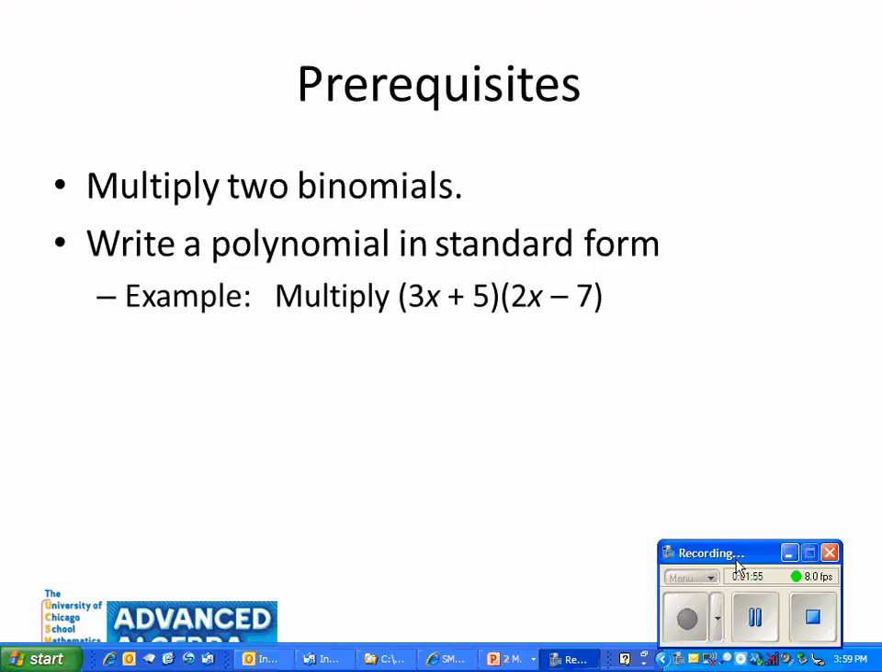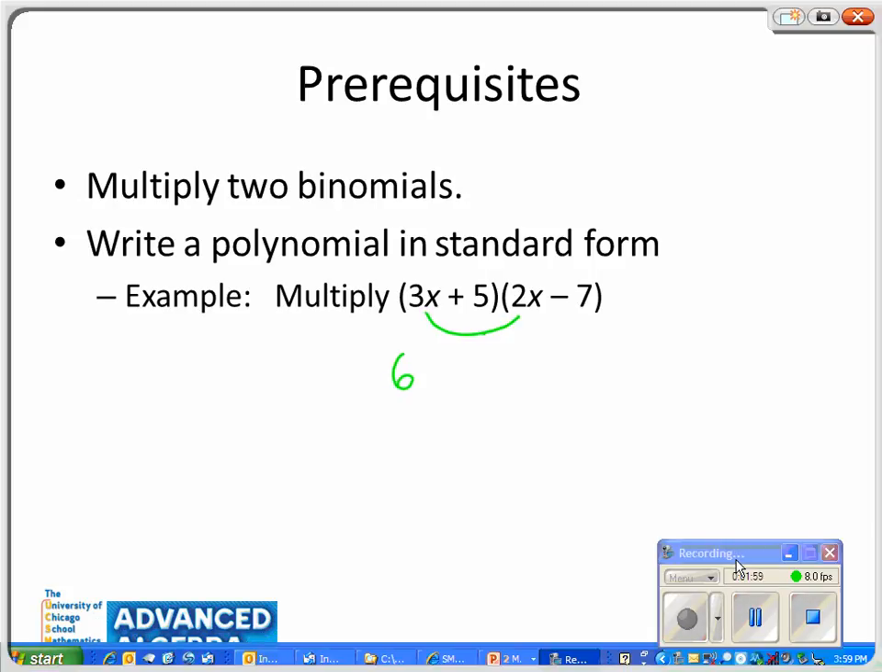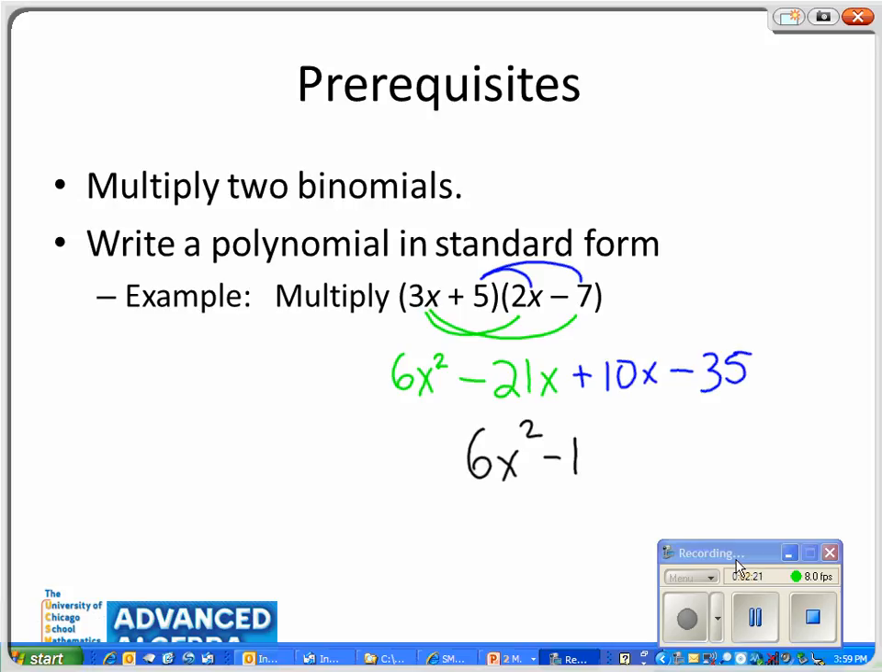You multiply each term by each other term. 3x times 2x is 6x squared. 3x times negative 7, that's minus 21x. 5 times 2x, that's plus 10x. 5 times minus 7, that's minus 35. And so we have a grand total, when we combine like terms, of 6x squared minus 11x minus 35.